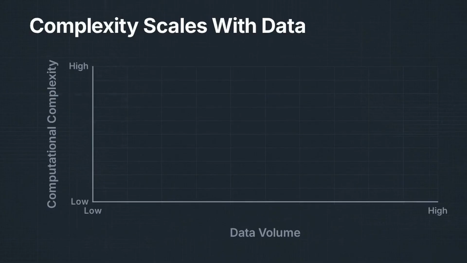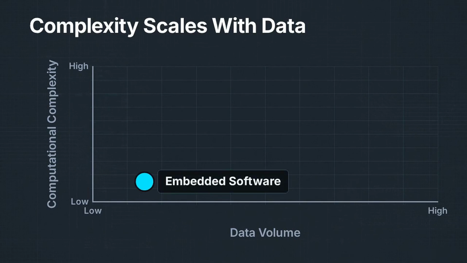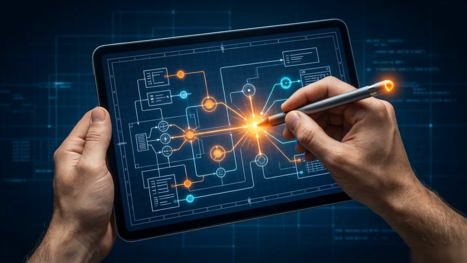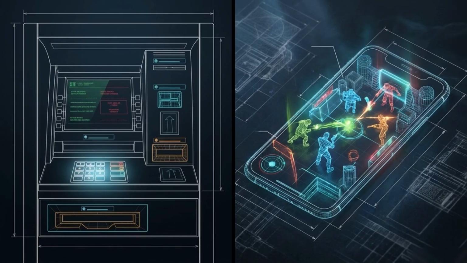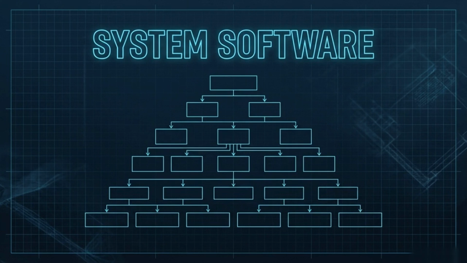This graph maps these classifications by data volume and computational complexity. Embedded software plots in the bottom left, requiring low data and low complexity, while AI occupies the top right. An engineer uses this map to select tools. Building an ATM requires a different set of priorities than building a multiplayer game. Knowing which category your software falls into defines what you are building.